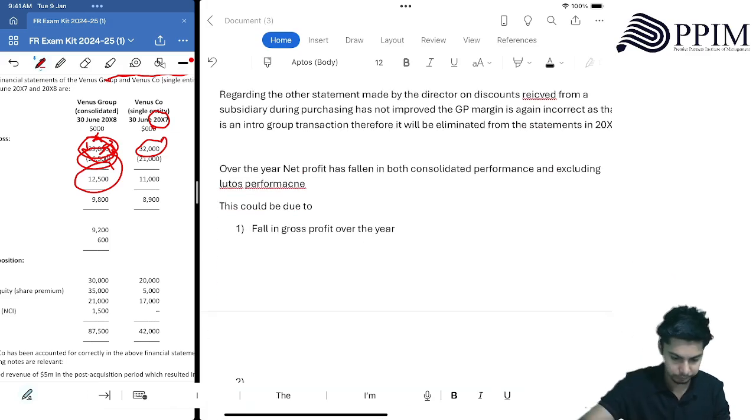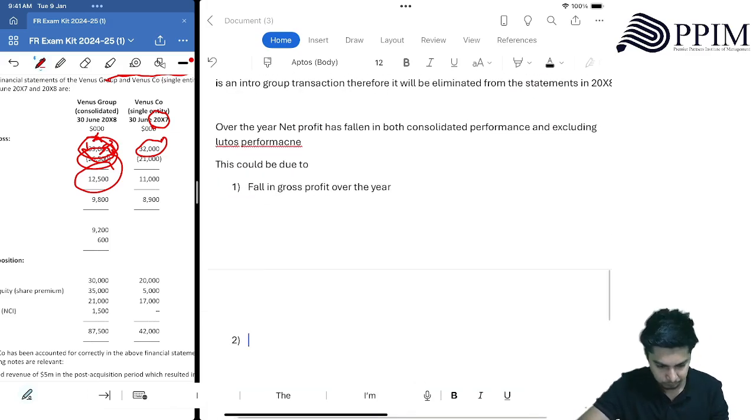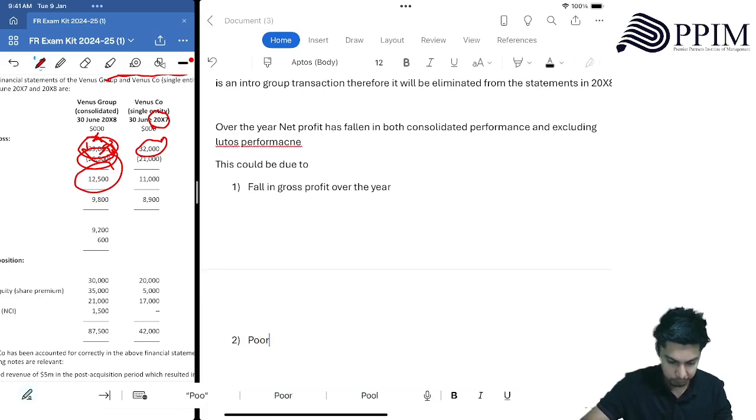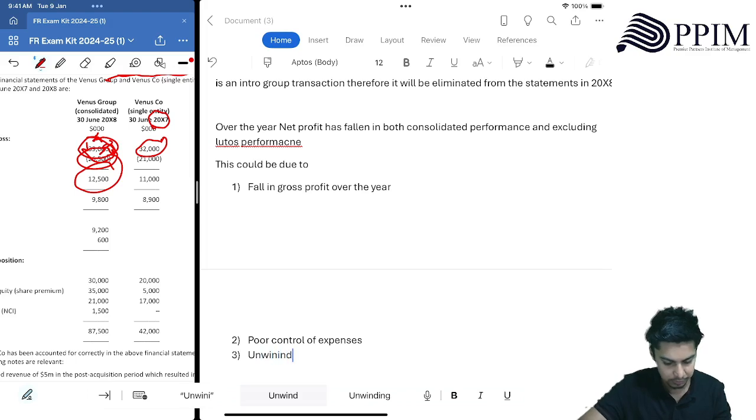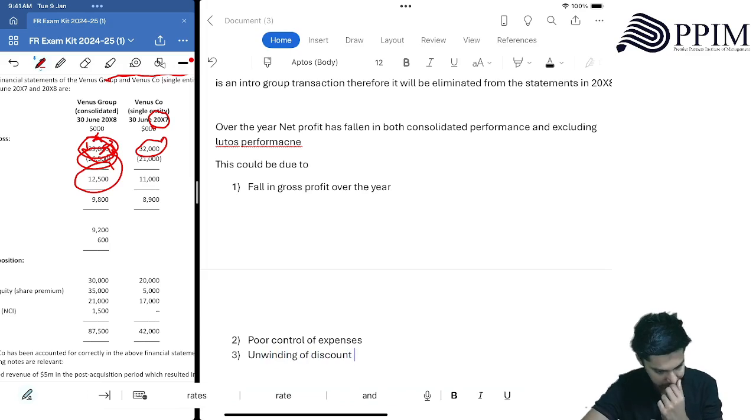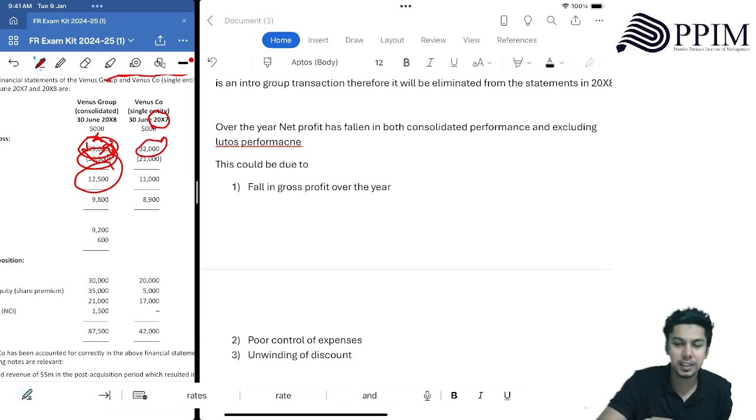Second one, poor control of expenses, and also you can tell unwinding of discount, because that's the only additional thing that I see there. Okay, unwinding of discount. All good, guys? Okay, last part, let's start writing over there ROE.